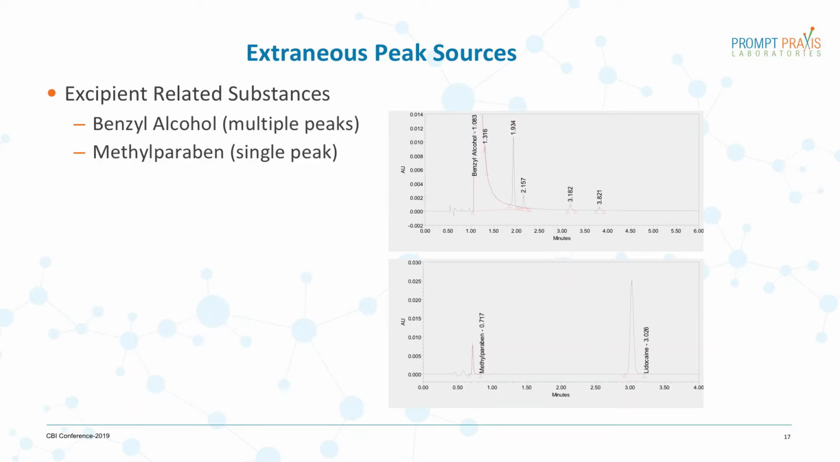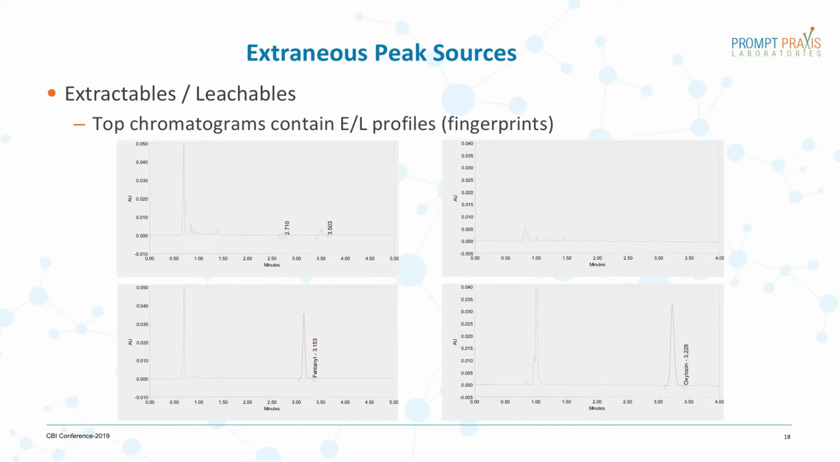So the benzyl alcohol, this is benzyl alcohol unaged, and it has at least 4 or 5 additional peaks that are associated with it. And so if you were to run a product that contained that, you really need to understand how to assign those peaks to the ingredient and not degradants of the API that you're looking at. Methylparaben comes out earlier compared to lidocaine if you're using preserved lidocaine.